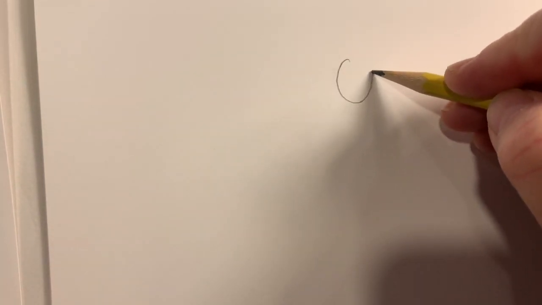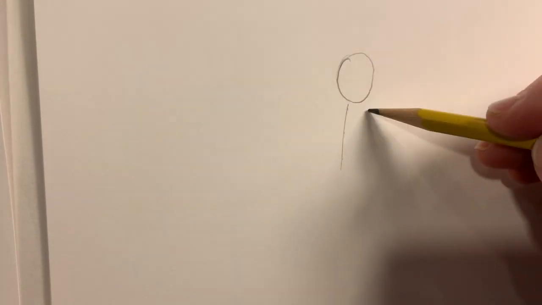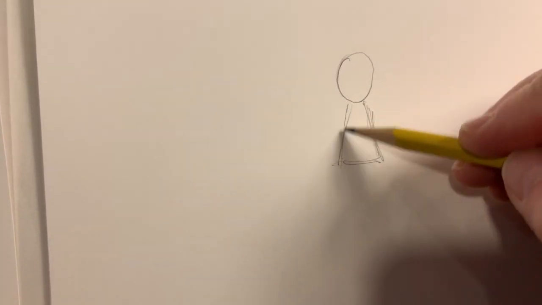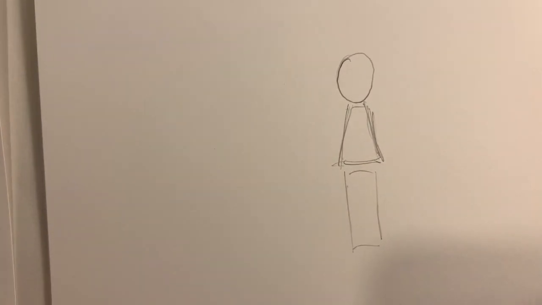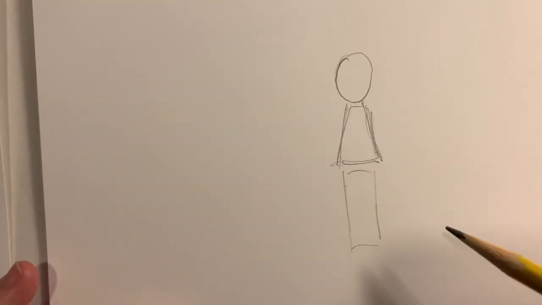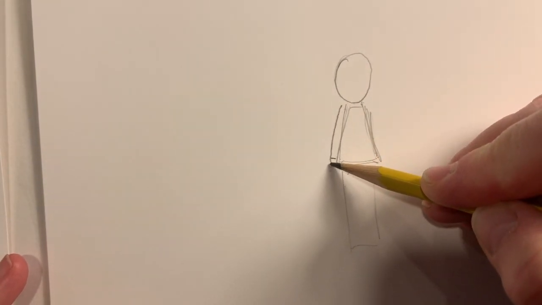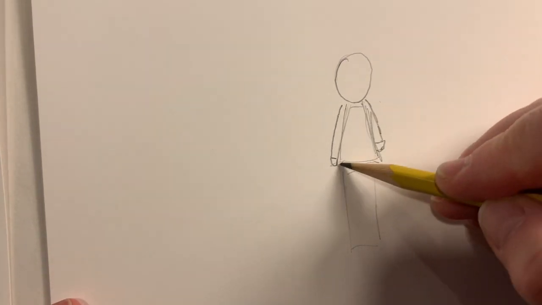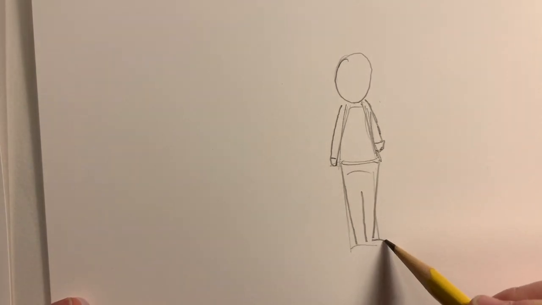So you want to start out with shapes. You can just do a simple oval, and then sort of a triangle. And then you could just do a rectangle. And then you have a base to start. You could draw arms coming down at the side. You can make the legs just standing like this.